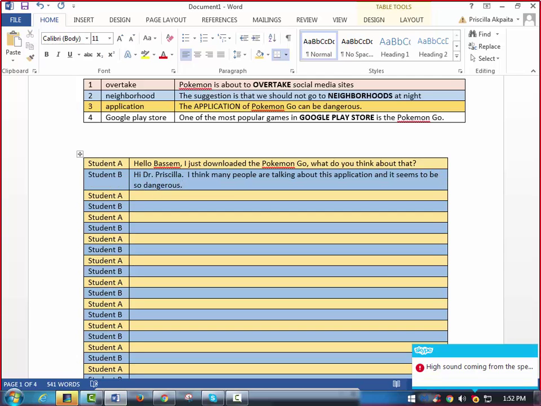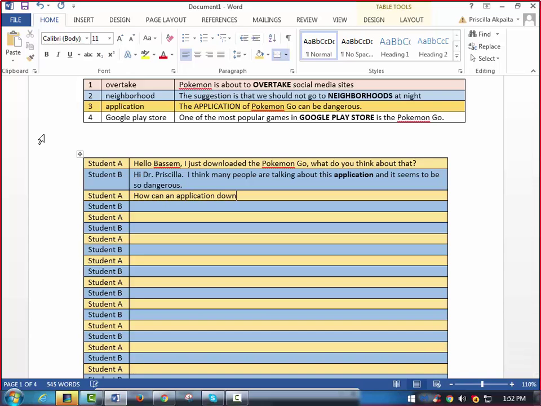So what we're doing now is getting deeply in our mind what these vocabulary words actually mean by using them. Okay. Yeah. How can an application downloaded from the Google Play Store be dangerous? What would you say?